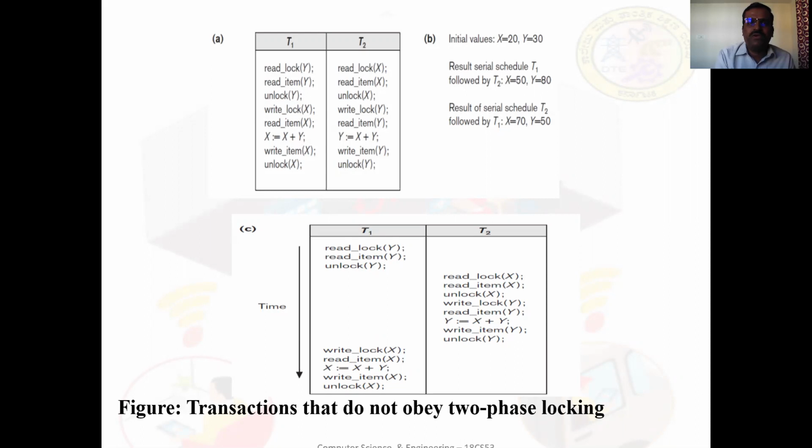First, T2. Read lock, read item X. Read lock means only reading the item X. Read item X. What is X here? 20. Unlock X. Write lock Y means writing the item Y. Read item Y. What is Y here? Y is 30.